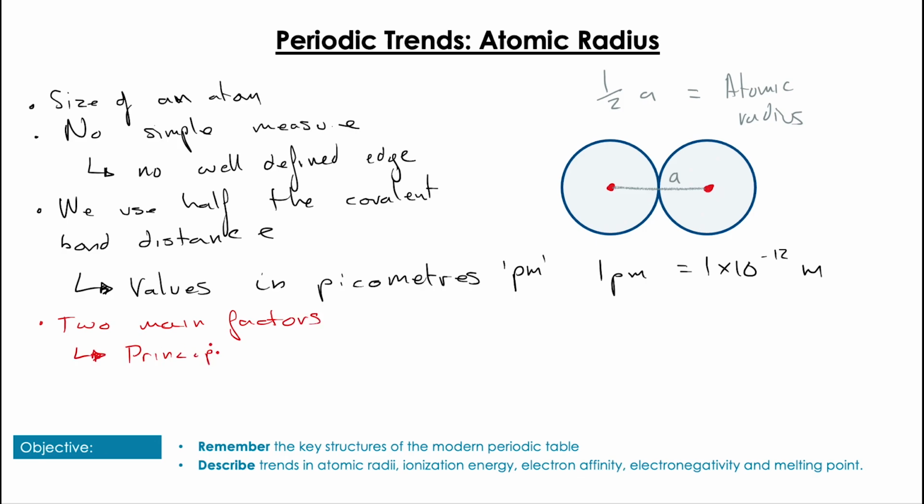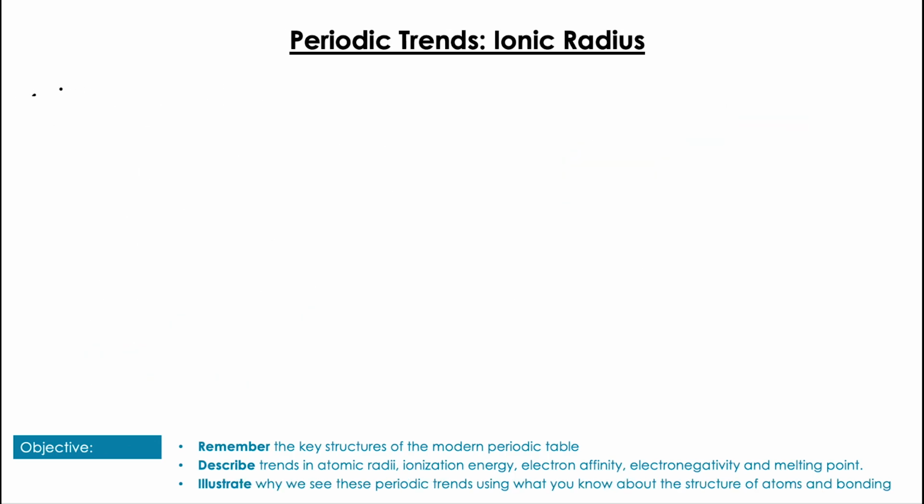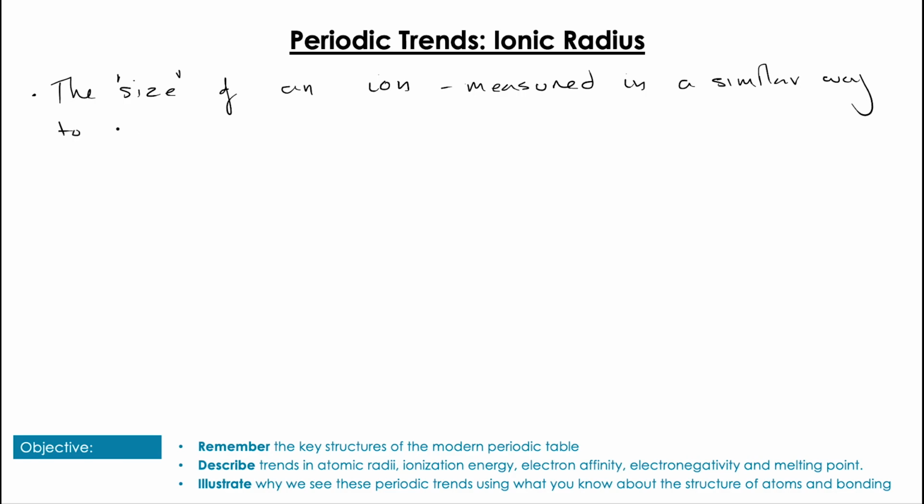And there are two main factors that affect this. Obviously the principal quantum number, because that's the number of shells, and of course the charge of the nucleus, which references effective nuclear charge, how much the nucleus pulls those valence electrons in. And we can look at ionic radius, which is much the same measurement but for ions, as we might expect. It represents the size of an ion and is measured in a similar way to the atomic radius.